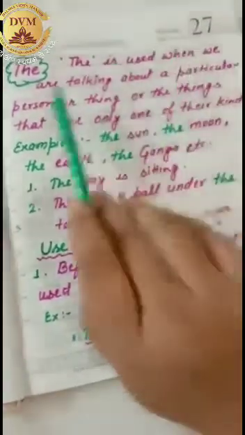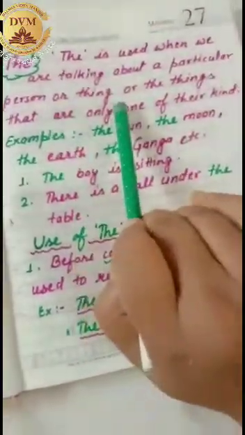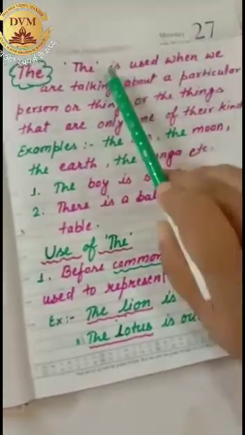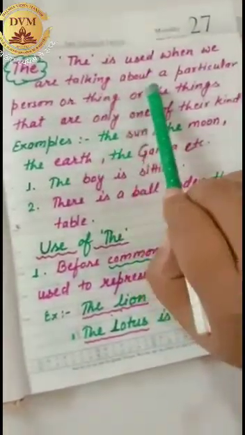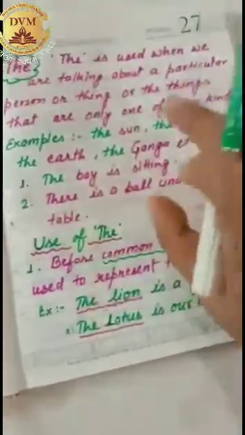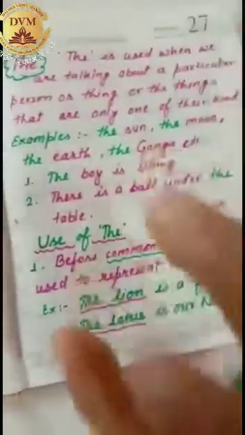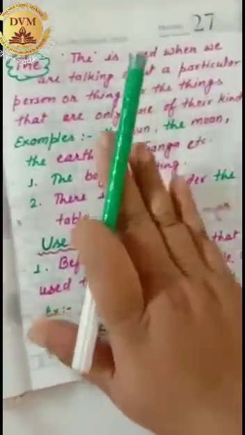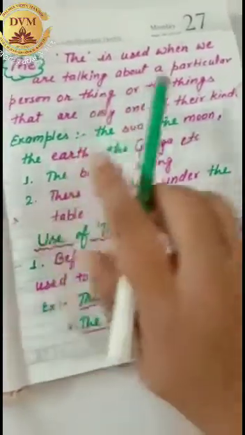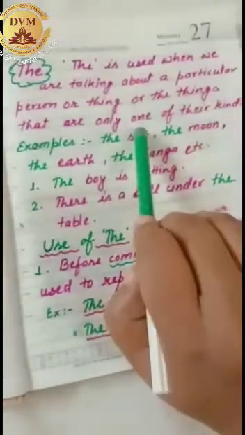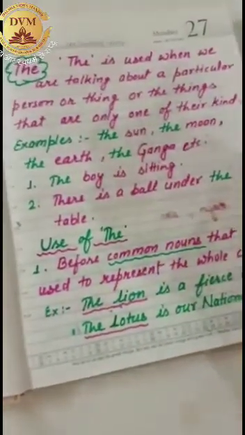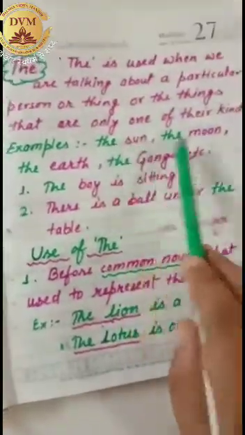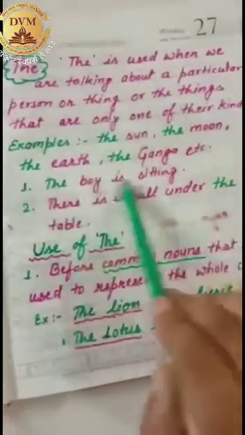The is used when we are talking about a particular person or thing, or the things that are only one of their kind. We use the when we are talking about a particular person or particular thing, when it is specific, special. When we talk about that, there we use the before that noun word. Okay, and one more thing, or the things that are only one in their kind, which in the world is only one of its kind. See examples I have given: the sun, the moon, the earth, the Ganga, these are all only one and special names.